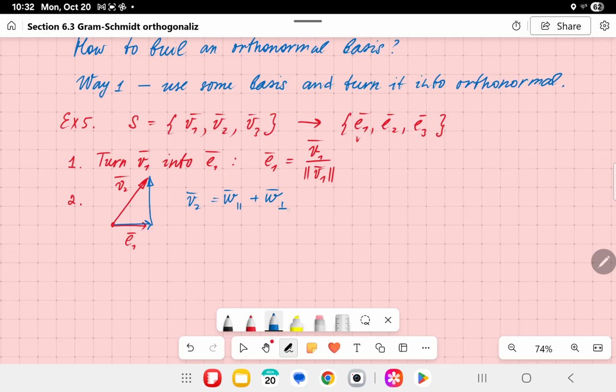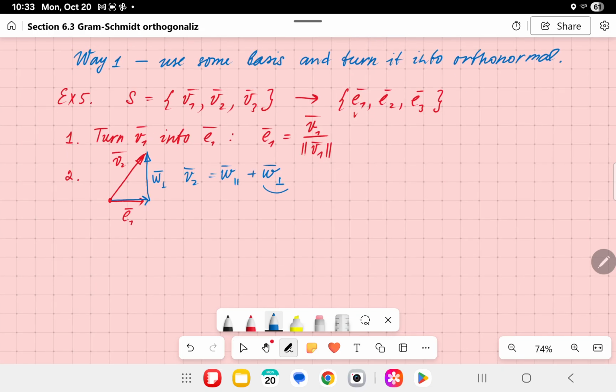I'm going to explain how we do this, and after that, we can use this orthogonal part, w orthogonal, and just turn it into a unit vector. This way we are going to have e1 and the second vector e2. How can we do this representation? We already did this once, but maybe we need to repeat it.